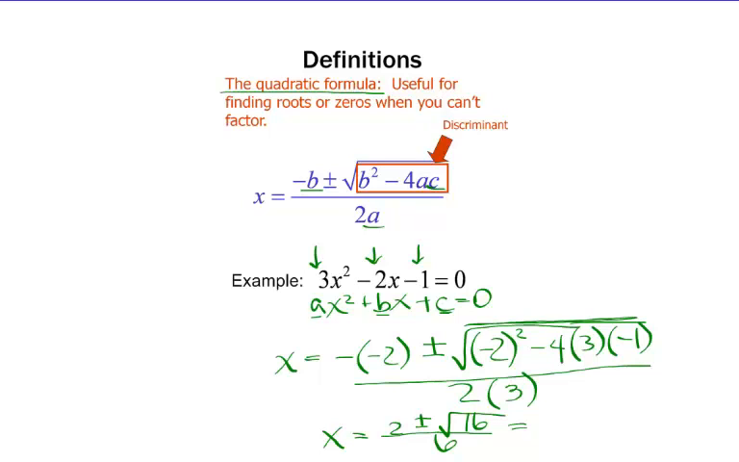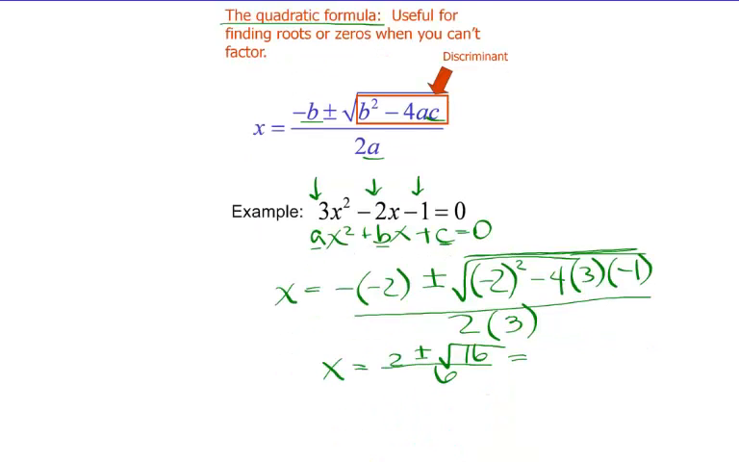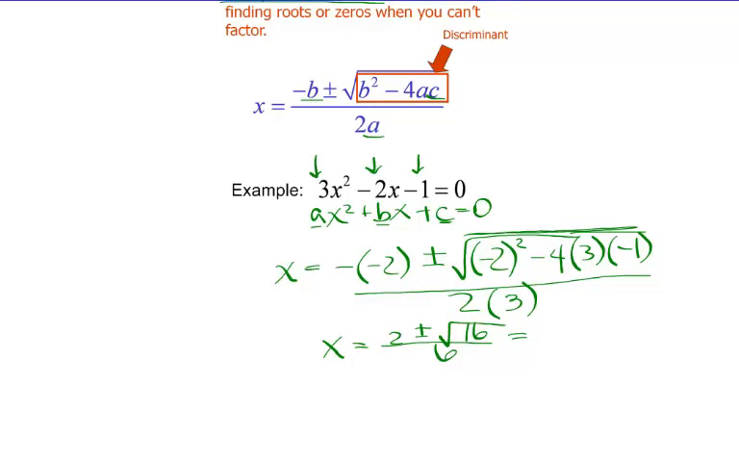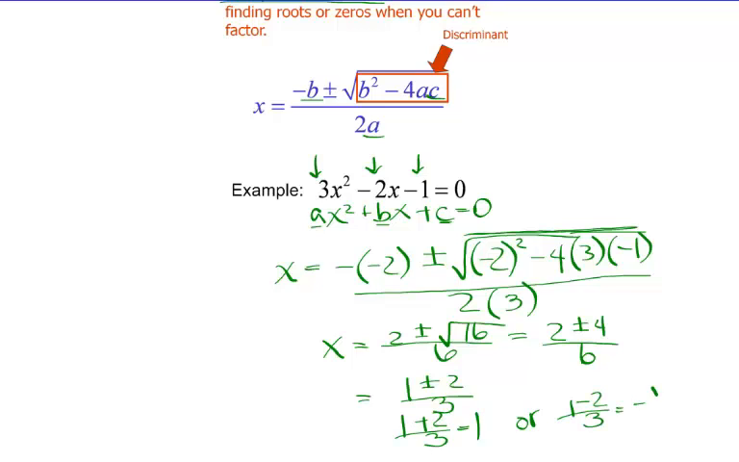6. And the solutions we get using this process better be identical to the solutions that we got using the process on the previous slide. Everything has a factor of 2. So I have 1 plus 2 over 3, which is 1, or 1 minus 2 over 3, which is -1/3. The same solutions we found using the other process.